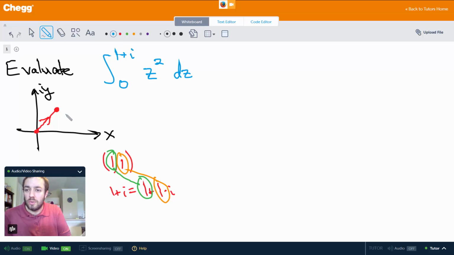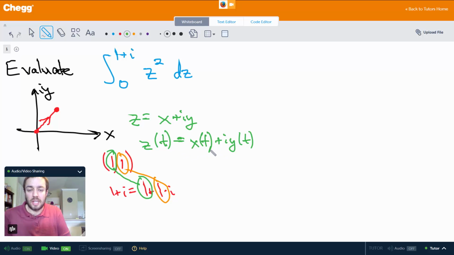So what we want to do is just parameterize along this path. Remember that we can think of z as x plus iy, where x represents the real part and y represents the imaginary part. So if we want to parameterize z, we can think of z as a function of t, which essentially means that x and y are both functions of t. So we have z of t equals x of t plus i times y of t.